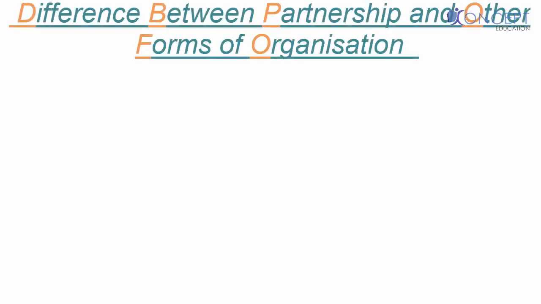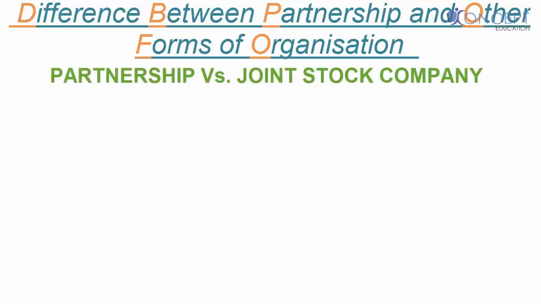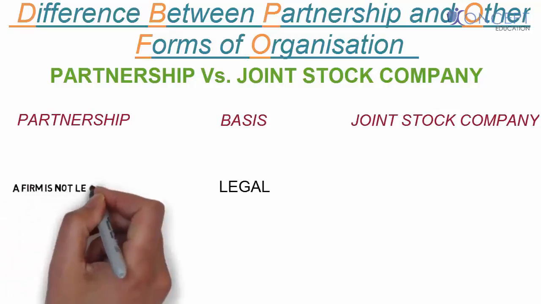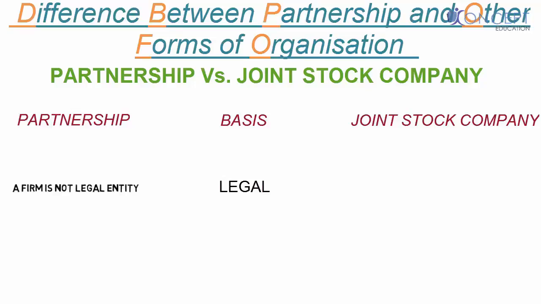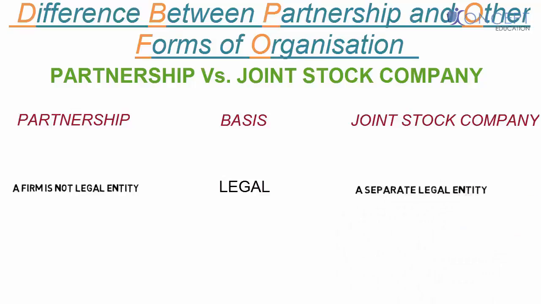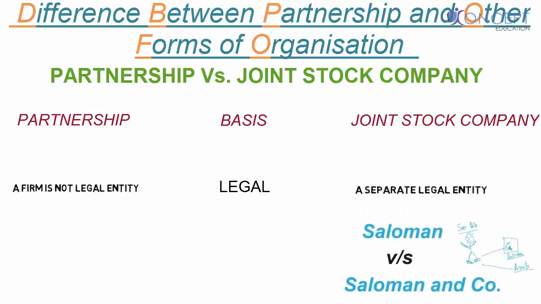Okay, now let's look at the difference between partnership and some other forms of organizations. So first, let's look at the difference between partnership and a joint stock company. The first thing is the legal status. A firm is not a legal separate entity, while a joint stock company is a company, which is a separate legal entity. Please remember this case, Solomon versus Solomon. It's going to be a very important case for your IPCC also.